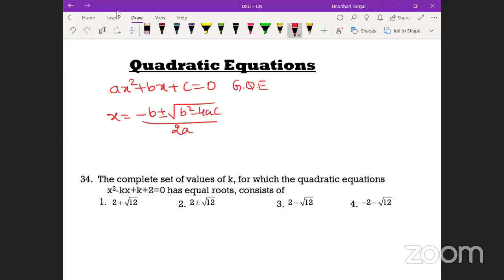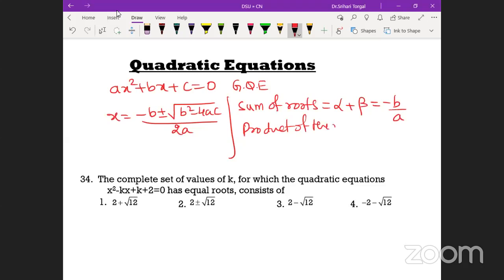ಇದರ ಫಾರ್ಮುಲಾ ಇದೆ. What is the sum of the roots? Sum of the roots: alpha plus beta is equal to minus b by a. What is the product of the roots? If alpha, beta are the roots of the equation, alpha beta is c by a. ನೋಡಿ ಅಲ್ವಾ.